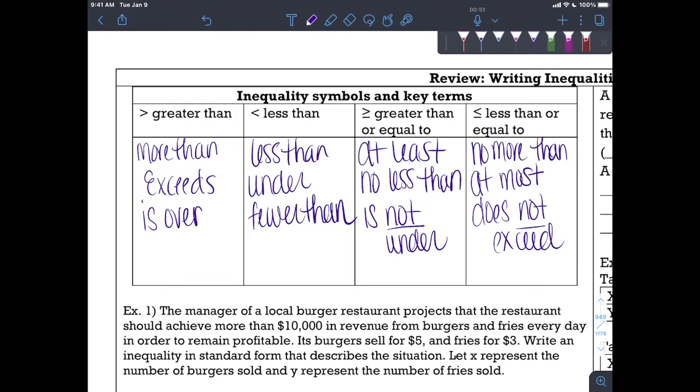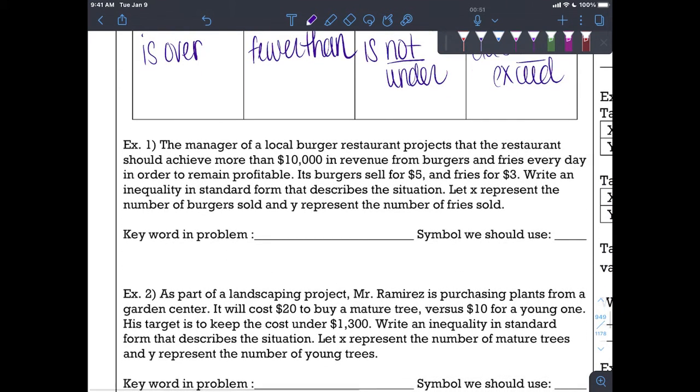All right, so let's go ahead and take a look at the very first example. Here I see the manager of a local burger restaurant projects that the restaurant should achieve more than $10,000 in revenue from burgers and fries every day in order to remain profitable. Its burgers sell for $5, fries for $3. Write an inequality in standard form that describes the situation. Let X represent the number of burgers sold and Y represent the number of fries. Okay, so burgers are X, fries are Y.